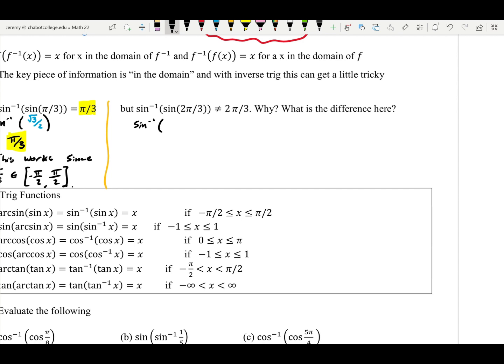Well, you could draw your little unit circle. And where is 2 pi over 3 going to put us? It's going to put us in the second quadrant, right about here. Right, there's 2 pi over 3. And then what's the y-coordinate of that terminal point? Well, it's just root 3 over 2.